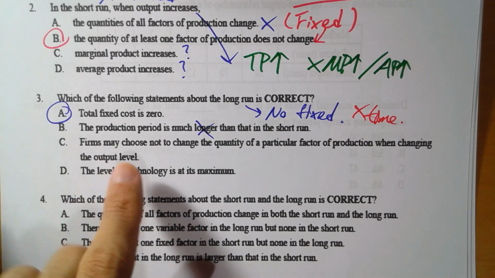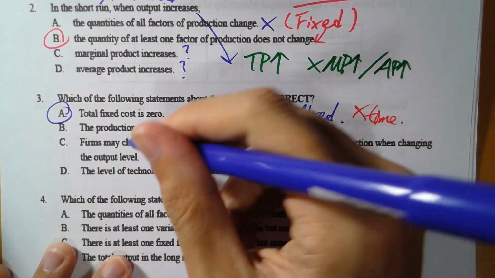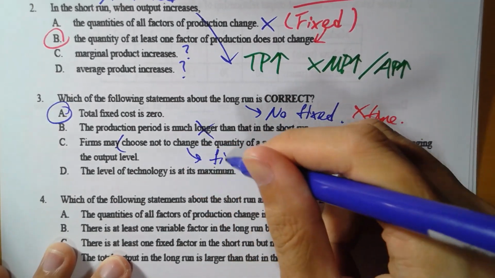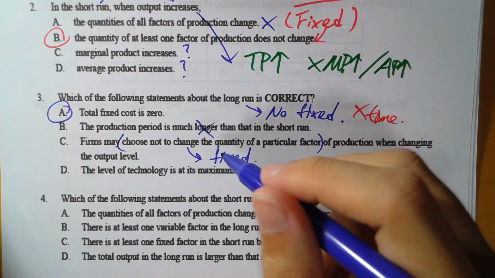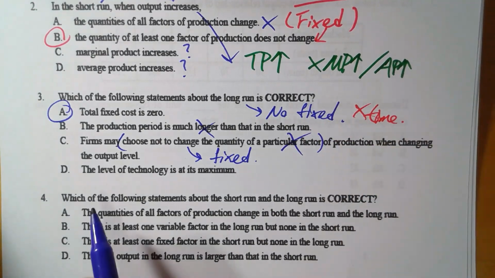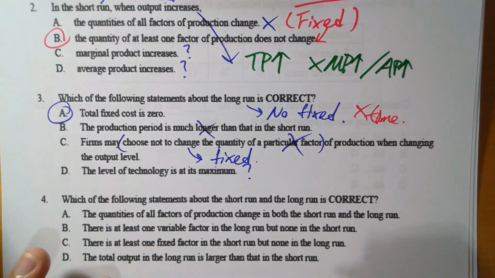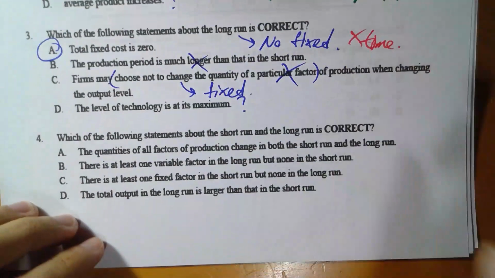Now, firms may choose to not change the quantity of a particular factor. 唔會啊。如果可以 not change 嘅，即係呢度有 fixed factor 啦。But if we have a fixed factor, then that is a short run. So no, this is wrong. Level of technology is at maximum. How do I know? 我點知係咪 maximum 啊？So this question is easy.